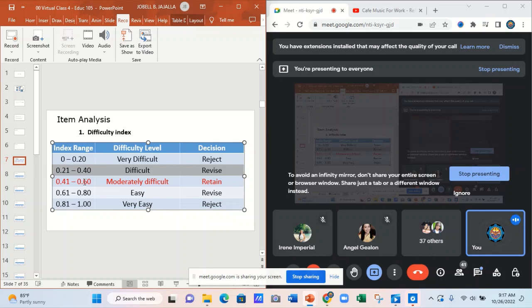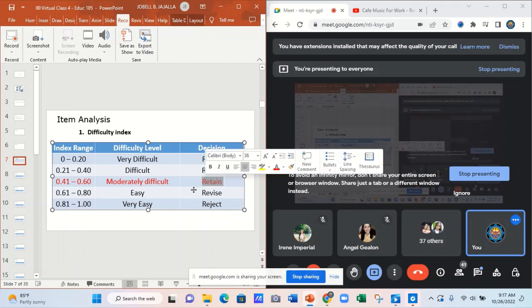Okay? So now, the third level is the most ideal, class. This moderately difficult level is the most ideal. This is the principal goal of our test construction, that all of our items fall under moderately difficult. So what is the range of moderately difficult? That is 0.41 to 0.60. And when an item is moderately difficult, our decision for that is retain. When we say retain, class, we do not touch the item anymore because it has already passed the standard that the item should be moderately difficult.